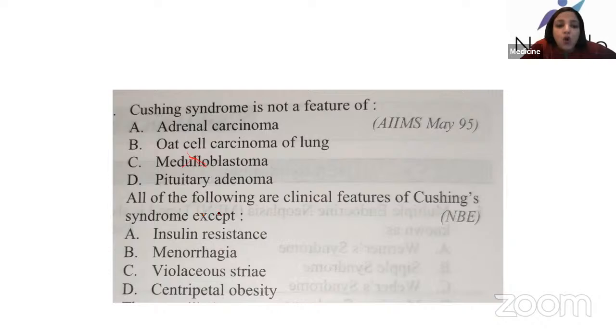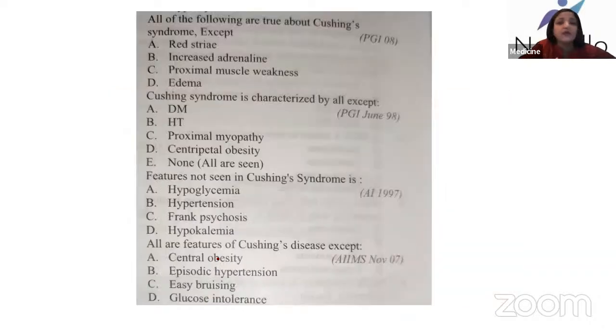Okay, and then all of the following are the clinical features of Cushing syndrome except insulin resistance. Definitely, see again, to confuse, they have written over here menorrhagia. No. Violaceous striae, yes. And centripetal obesity, yes. But menorrhagia, no. The patient will always have oligomenorrhea or they will have amenorrhea, but never menorrhagia.